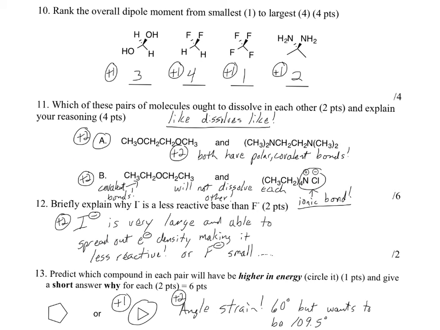Briefly explain why I- is a less reactive base than F-. Again, I- is this big squishy thing. It has a lot of electrons, a lot of orbitals that can spread that charge out, making it less reactive. If you can spread the charge out, be it by resonance or just being large, that makes you less reactive, whereas F- is super small, it's going to be super reactive. Those lone pairs are going to want to react. They're not going to sit there.